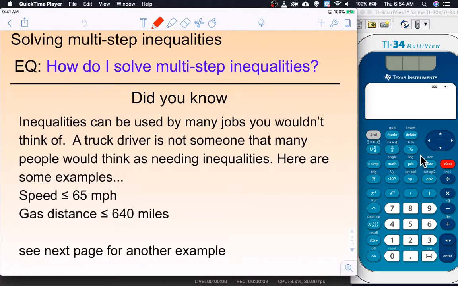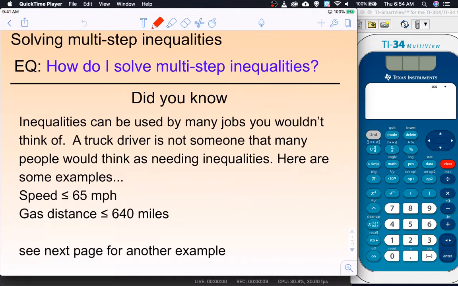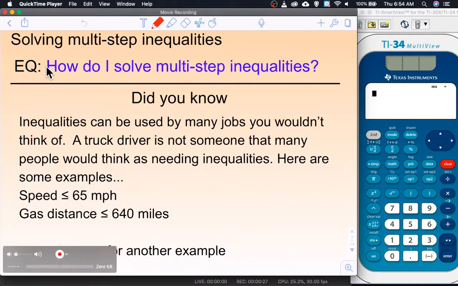Hello, and welcome to this lesson on solving multi-step inequalities. This is just a continuation of the previous two lessons where we learned one-step inequalities using addition, subtraction, and then multiplication and division. This is putting those all together in two-step and three-step and multi-step, and we might even get inequalities with variables on both sides. I don't remember, but we'll see. The central question says, how do I solve multi-step inequalities?